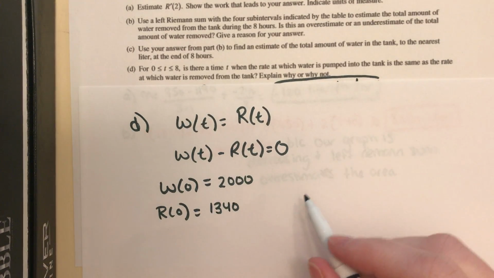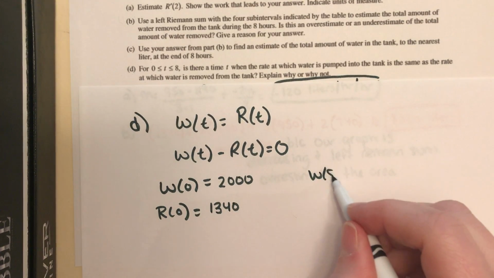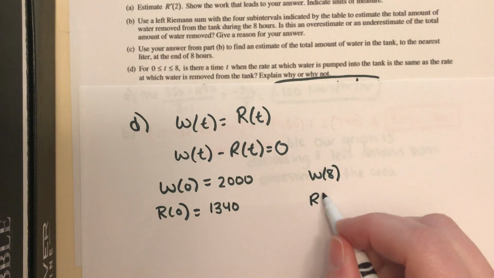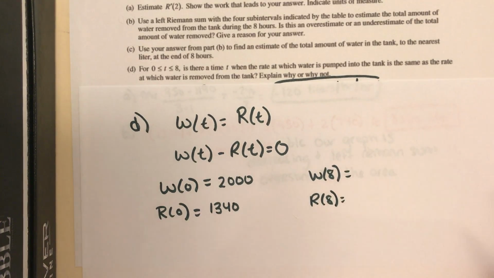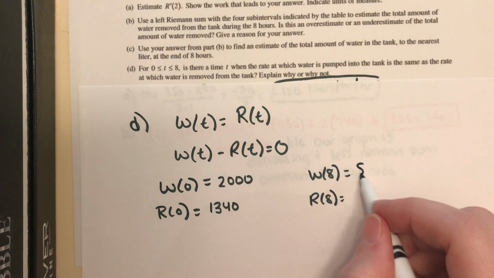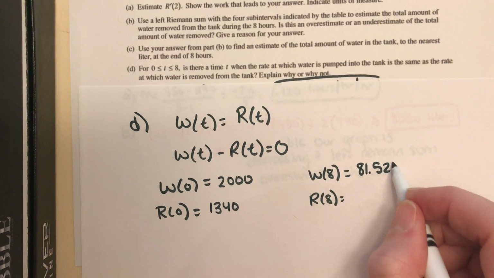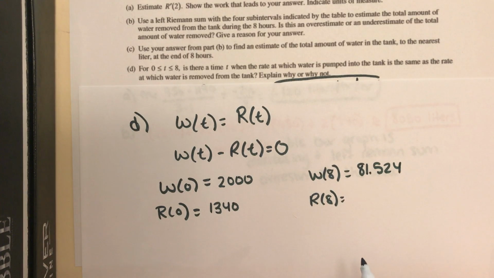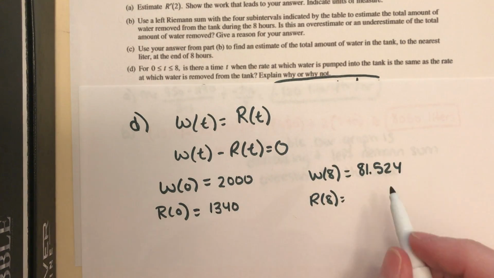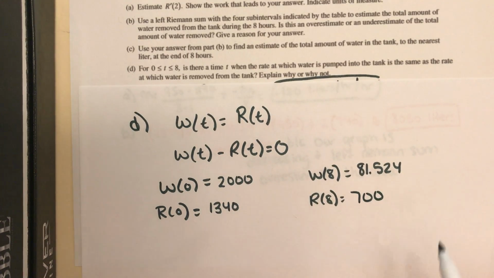I'm also going to find the other endpoint, so W of 8 and R of 8. So W of 8, if I plug into this formula here, so that would be 2000 e to the negative 8 squared over 20. That gives me 81.524. And then R of 8, I pull from the chart up at the top, is 700.